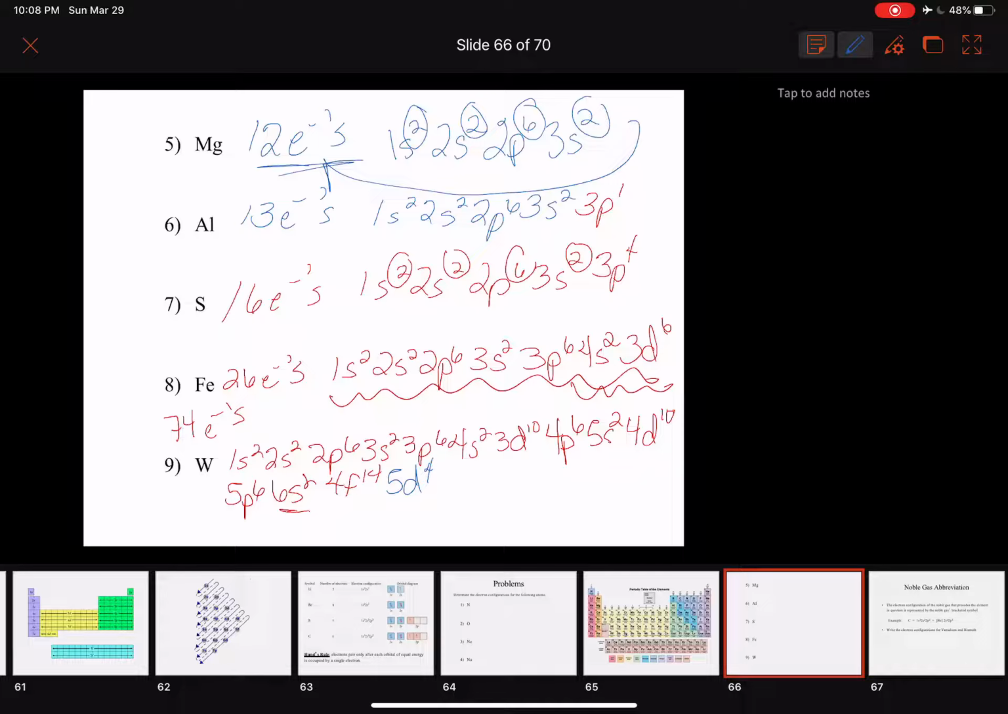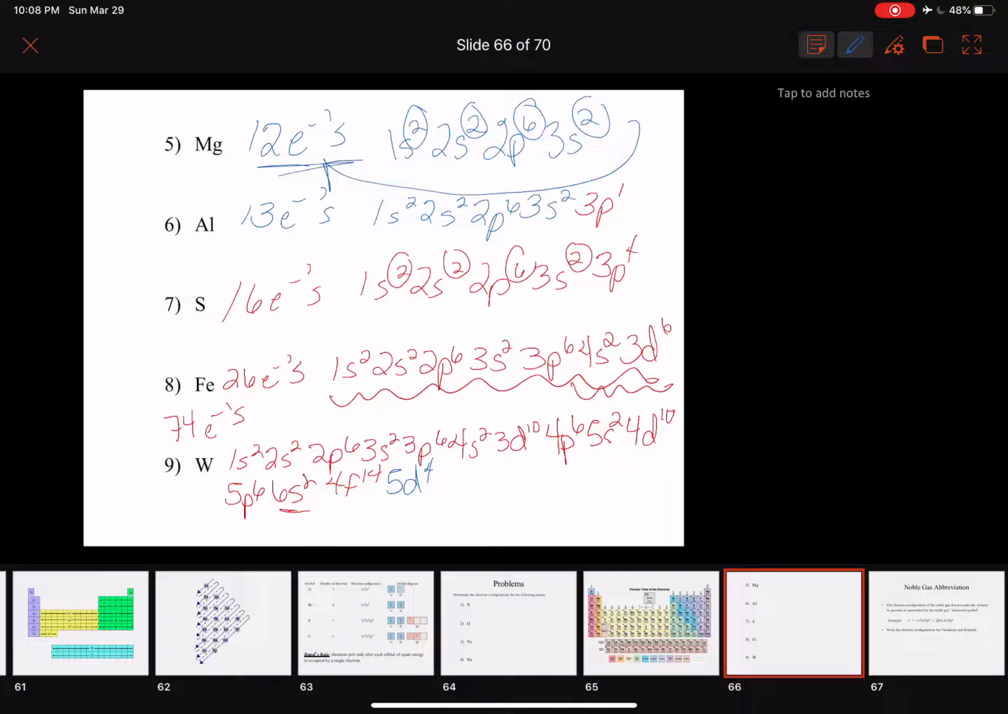So tungsten has an electron configuration of 1s2, 2s2, 2p6, 3s2, 3p6, 4s2, 3d10, 4p6, 5s2, 4d10, 5p6, 6s2, 4f14, and 5d4. Whoo, that was a really big one.